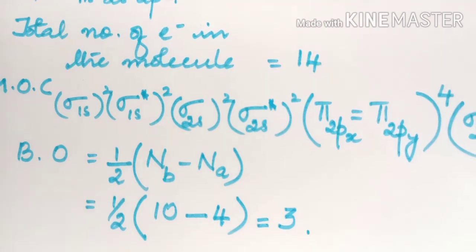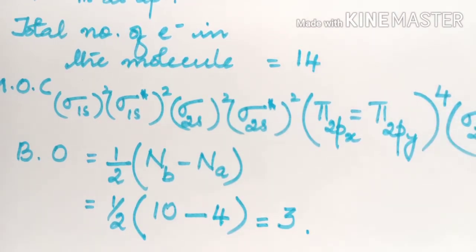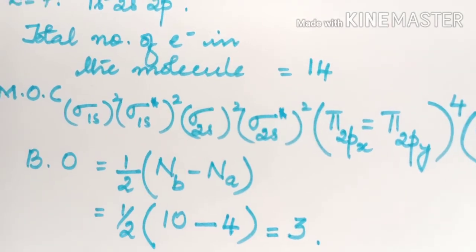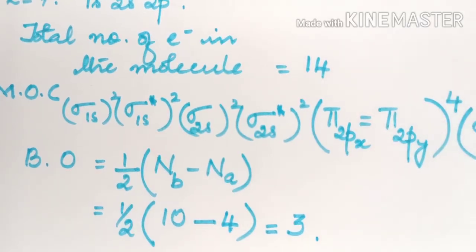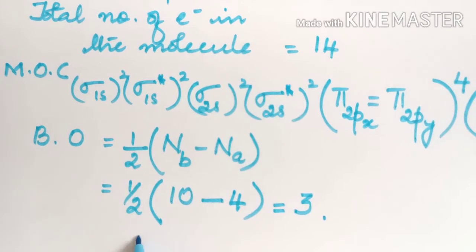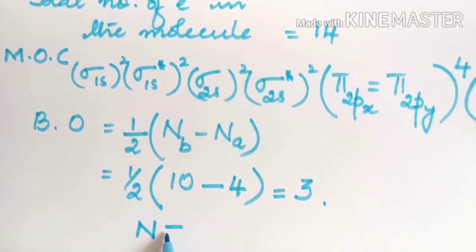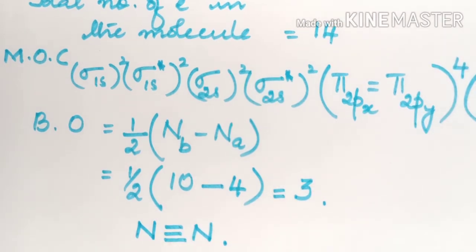Since it is an integral value, this is a positive value, and the positive value indicates that the molecule is stable. And moreover, since it is having the integral value 3, it means that in between the atoms we have a triple bond. Now we have to check what is the nature of the molecule. The nature of the molecule can be found only after drawing the molecular orbital diagram. So we shall draw the molecular orbital diagram now.